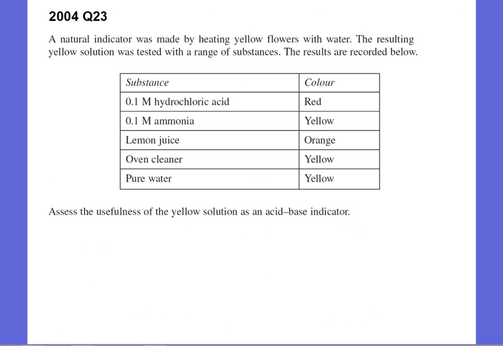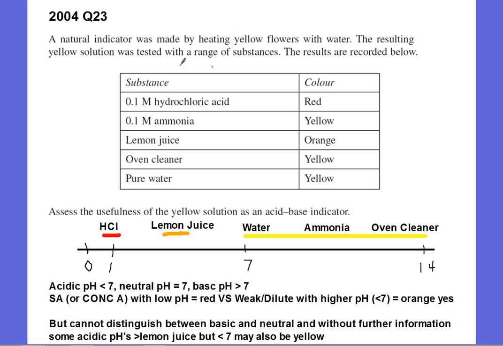Alright, have a look at this question, pause the video, and then we'll discuss the answer. With this question, it requires you to know what ammonia, oven cleaner, lemon juice, and hydrochloric acid are. Hydrochloric acid, 0.1 molar, should have a pH of 1. Lemon juice will have a pH somewhere between 1 and 7, not 100% sure, depending on the concentration of lemon juice. Water, we know though, has a pH of 7. Ammonia, being a weak base, will have a pH somewhere between 7 and 14. And oven cleaner is usually a strong base, and therefore it's going to have a pH close to 14.